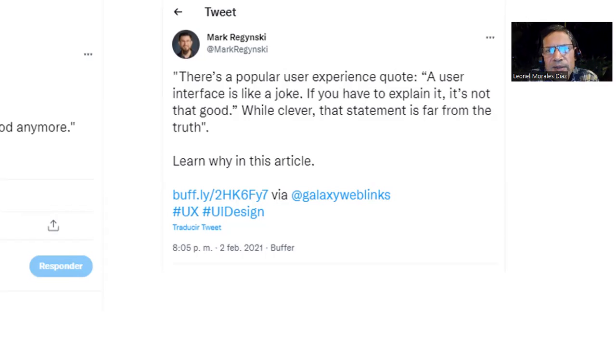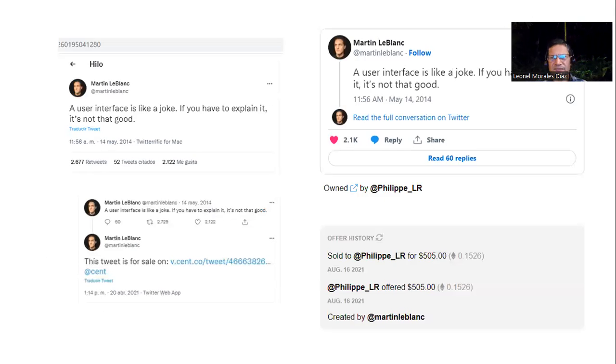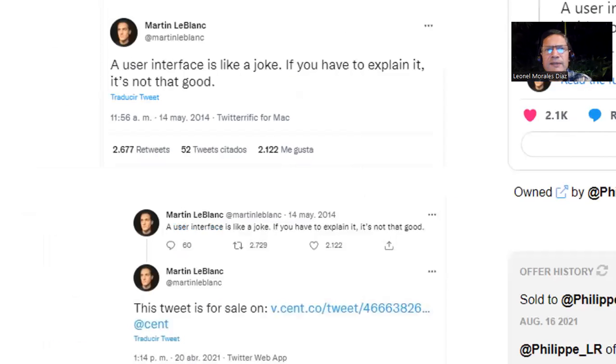Well, what Mark says is that that statement is far from the truth. And in successive tweets, he explains that that's because of culture. The same as jokes, jokes sit in a culture. If you can tell a joke, it's because you rely on the culture of the person to understand the joke. That's the same for user interfaces. Well, after searching, I found out that Martin LeBlanc was the originator of the idea of this definition. In 2014, he tweeted, a user interface is like a joke. If you have to explain it, it's not that good.